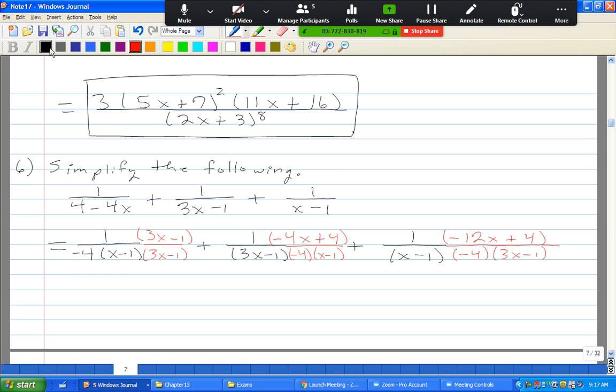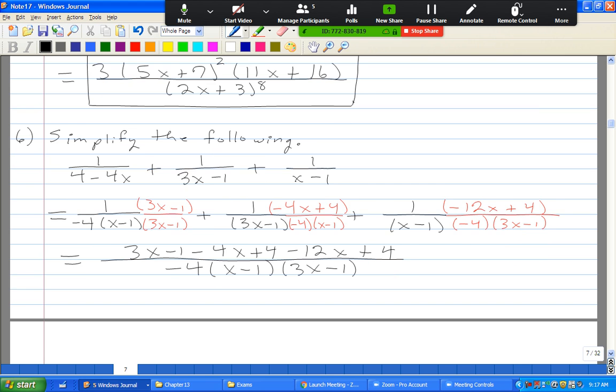Okay, so this is equal to, well, everything's all over the same denominator, negative 4, x minus 1, 3x minus 1. And so I'll write everything over the same common denominator. I have here a 3x minus 1, plus I have here a negative 4x plus 4. And lastly, I have here a negative 12x plus 4. So let's combine like terms.